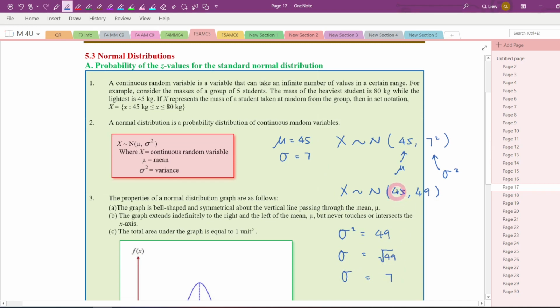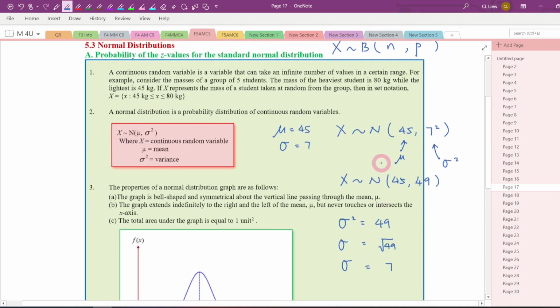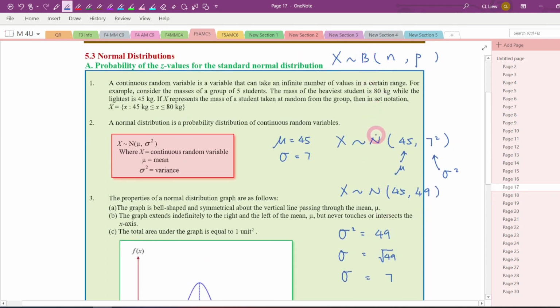And this is the same, this is the mean. So remember, for normal distribution, you see an N before the parentheses, and the first number in the parentheses is the mean and the second number is the variance. Okay, so how about binomial distribution, which we learned before? For binomial distribution, you will see a B before the parentheses, and the two numbers inside the parentheses are the total number of trials and the probability of success. So this is binomial distribution, this is normal distribution. Binomial distribution is a discrete random variable. For normal distribution, this is a continuous random variable.